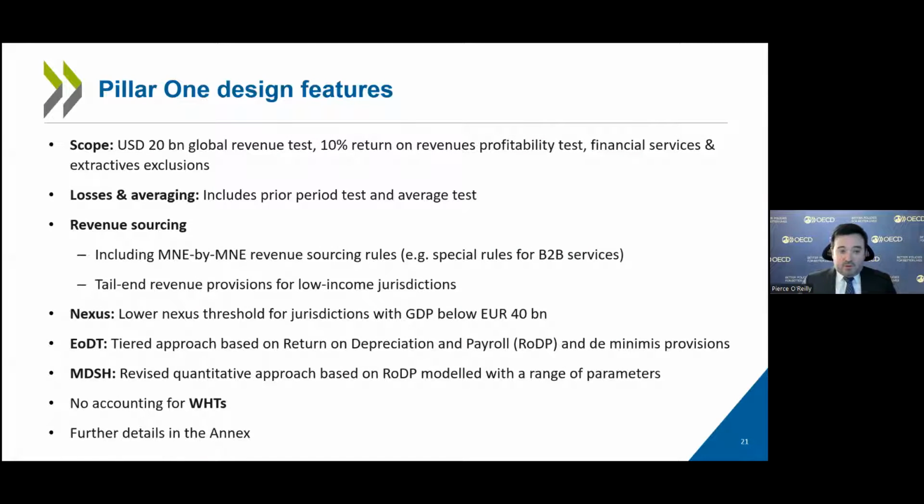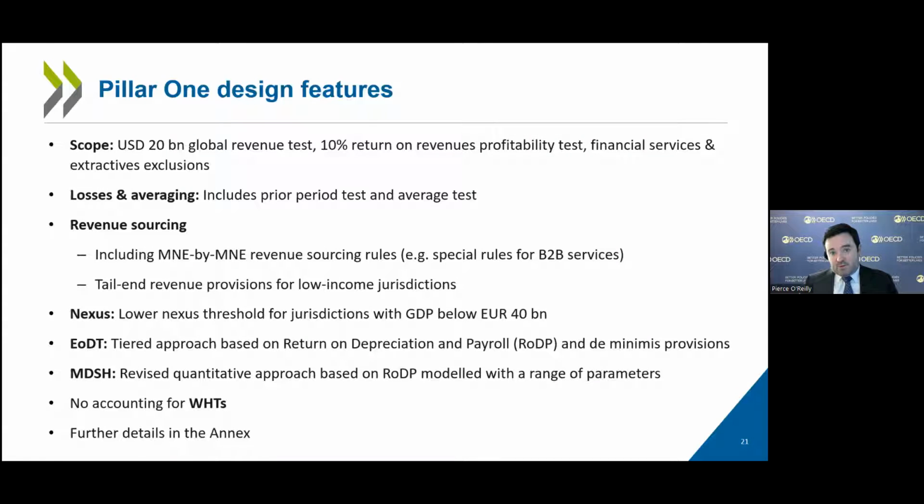So there's a laundry list of different design features there that we've tried to take account of. I'll just go through a couple of them briefly because I do think that some of them are quite important and maybe not so well understood. We spent a lot of time trying to account for the revenue sourcing rules. So in the Amount A progress report there are several chapters on exactly how the revenue will be sourced. So that's, in other words, exactly where Amount A will go.